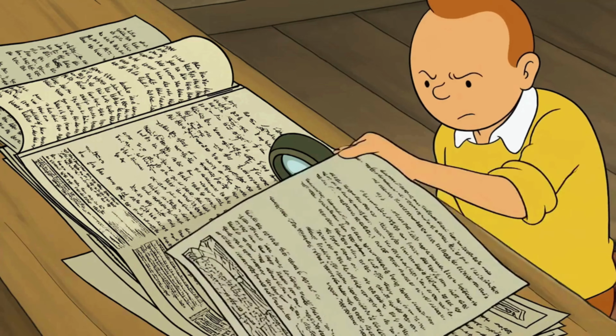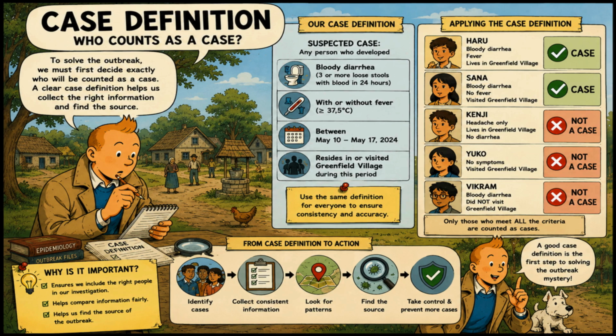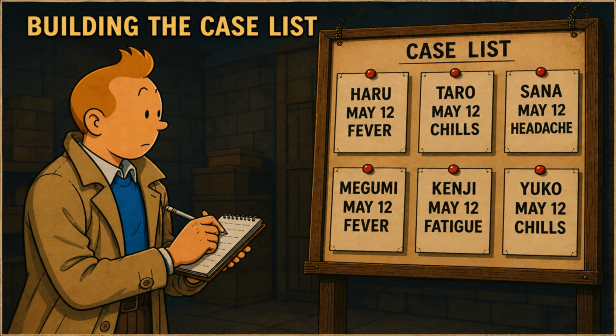Let me see what we have here. Every outbreak investigation begins with a case definition. A case definition is a set of standard criteria used to decide whether a person's illness counts as a case in an outbreak. Now, I need to study the patient's line list with the established case definition.